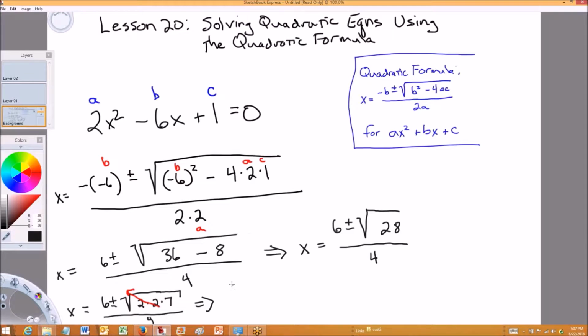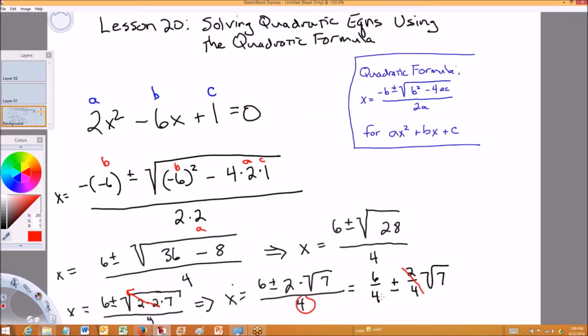So we have x equals 6 plus or minus 2 times the square root, and what's left is 7, over 4. I'm going to rewrite this, and we know 2/4 can factor out into 1/2. And this can be factored out, and this can be factored out. And next, we will just put that 2 in the denominator.